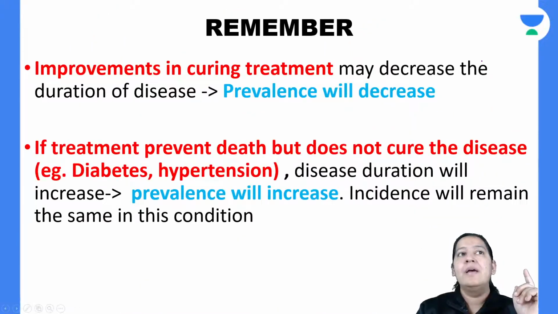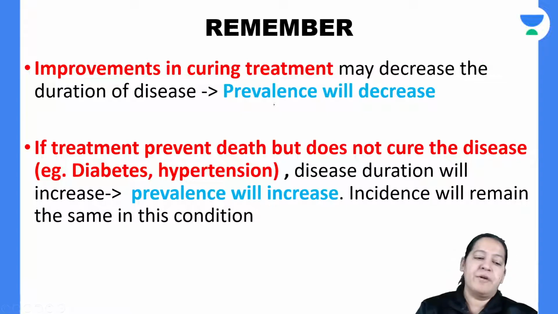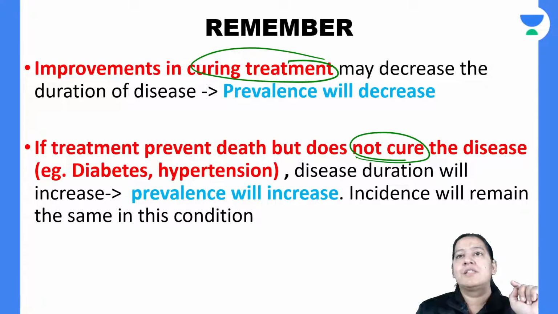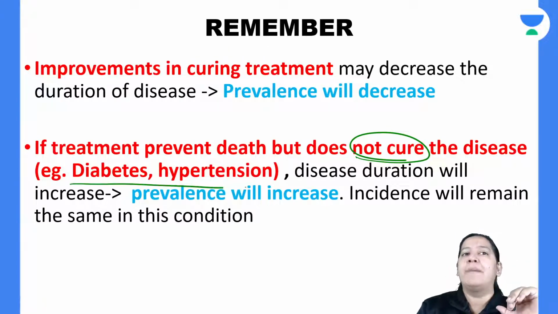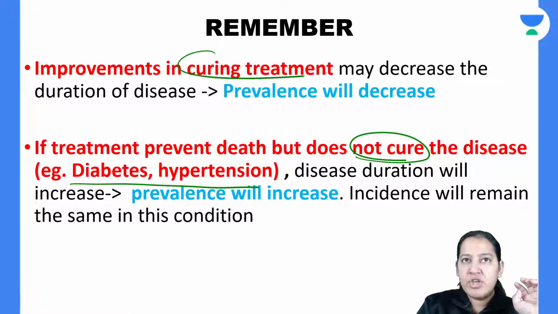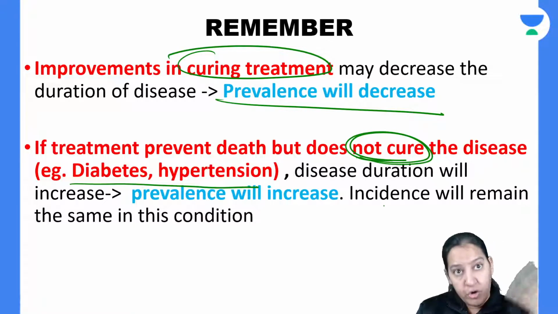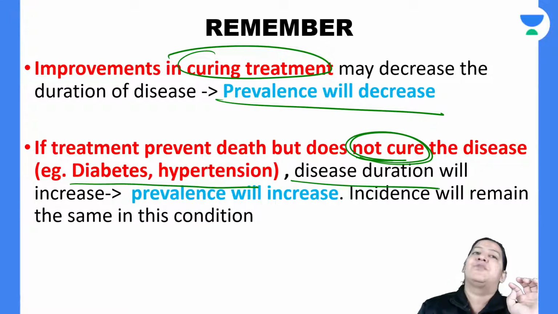You got the summary. So there are two types of treatment options available in the world: the treatment which cures the disease, and the treatment which does not cure the disease but keeps it under control, like diabetes and hypertension. The treatment which cures the disease will decrease the prevalence. The treatment which does not cure but controls the disease will increase the disease duration. So here prevalence will decrease, here prevalence will increase.